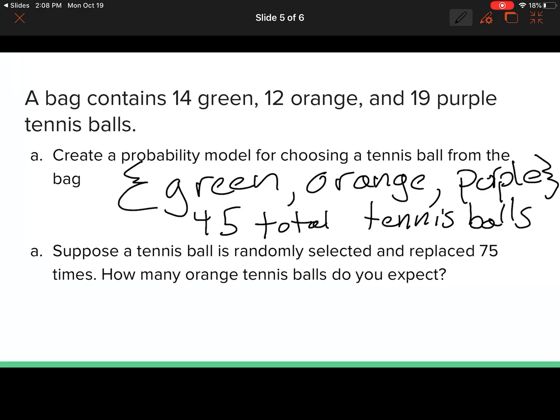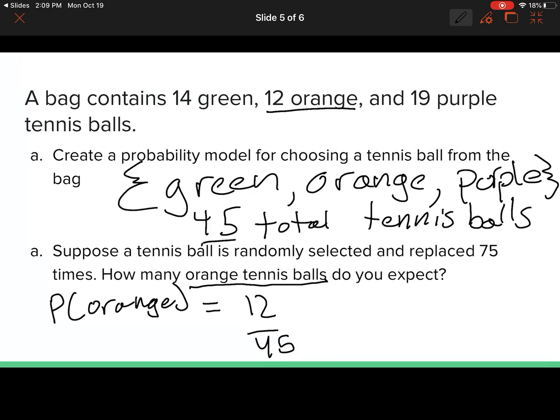So suppose a tennis ball is randomly selected and replaced 75 times. How many orange tennis balls do we expect? Well, first we're going to want to find our theoretical probability here. So what's our theoretical probability of pulling out an orange tennis ball? We have an orange ball, 12 orange tennis balls, right, out of 45. So our probability of orange is going to be 12 out of 45.